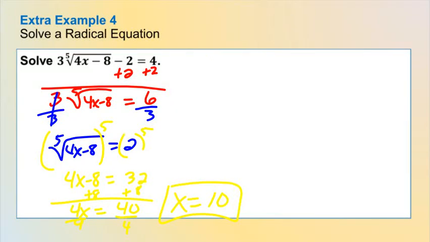To check it, we have 3 times the 5th root of 40 minus 8, minus 2. This has to equal 4. This would give us 2 times 3 gives 6, minus 2 has to equal 4. This is 4. 4 does equal 4. So our answer is 10.